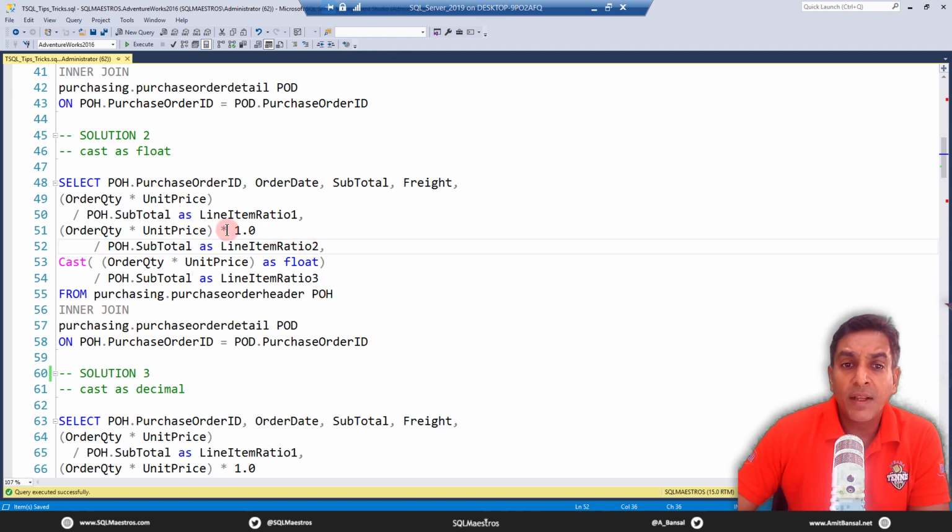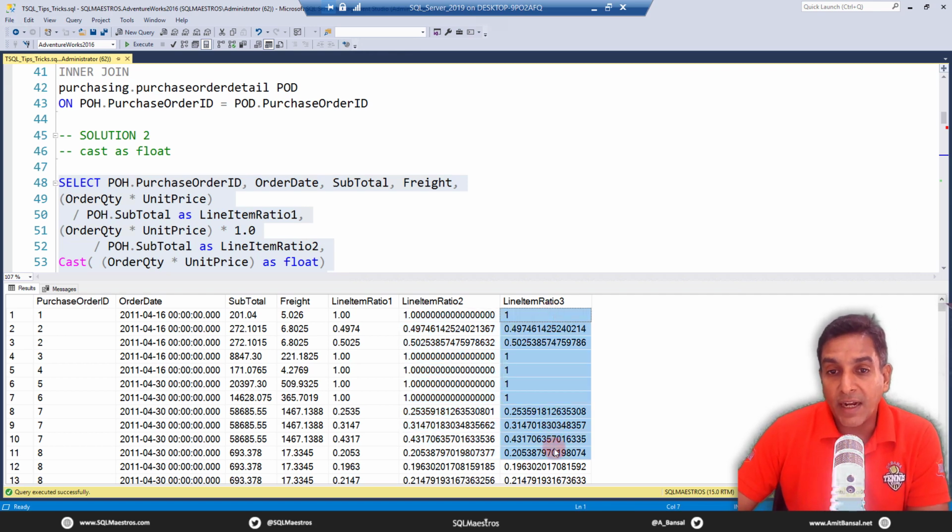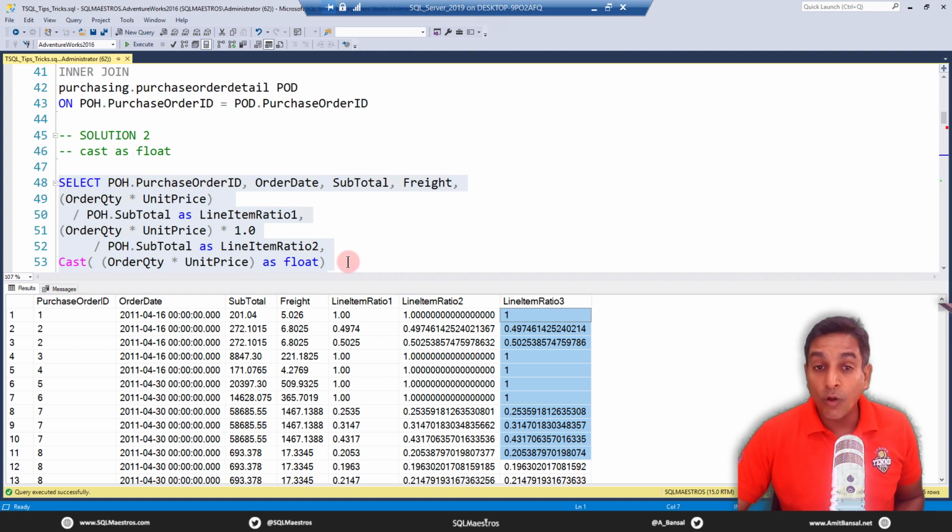Then you have multiply 1 with 1.0, which is line item 2, and look at what we are doing in the third case. We are using the cast function to cast this as float. Now the moment you do this as float data type, you will get a higher precision. So now you can see line item ratio 1, this is multiplied by 1, and this is the output of float data type. Okay, this is also good.